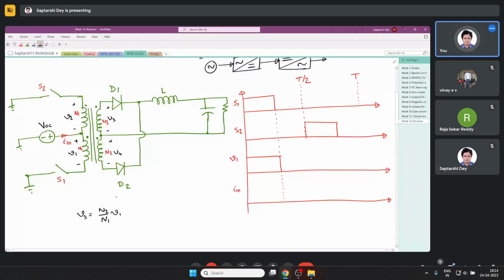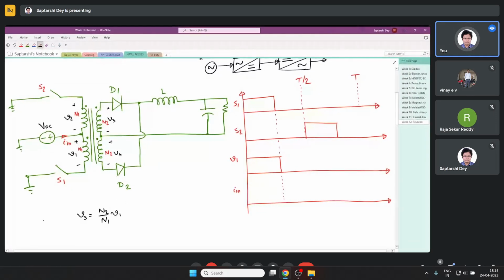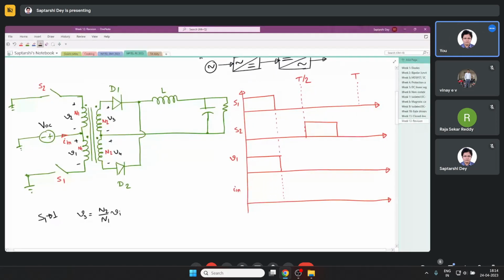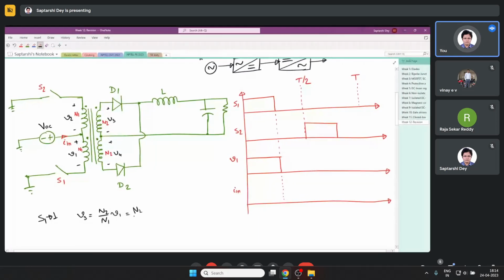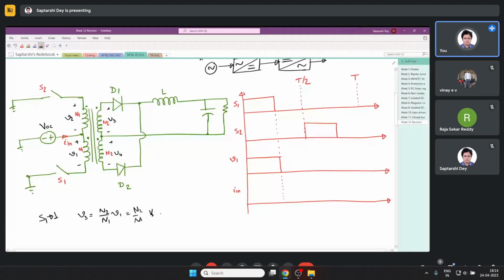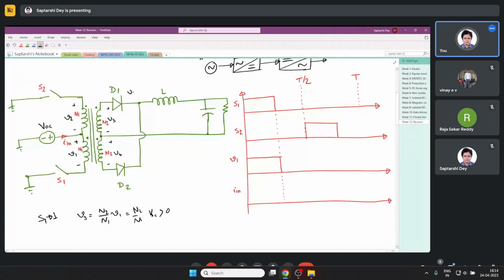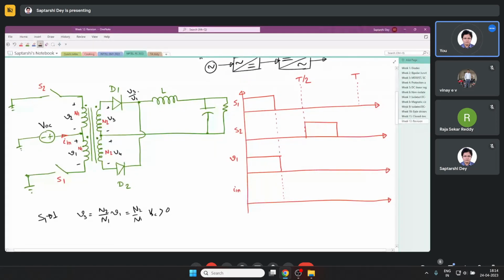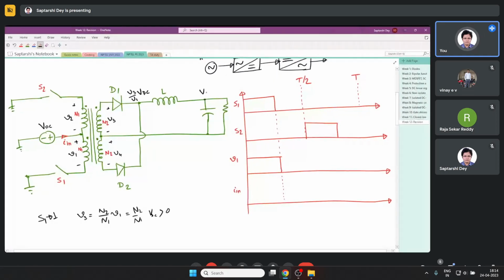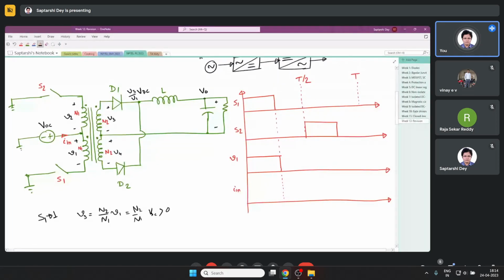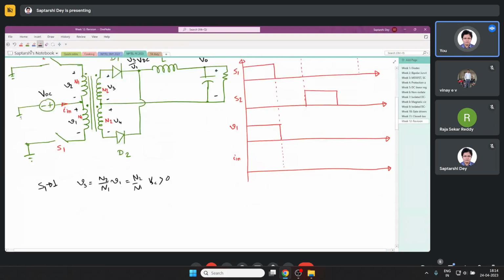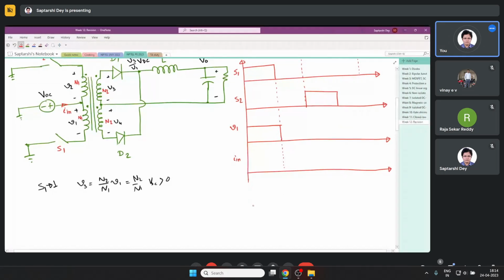So V3 is positive when S1 is closed, then this is N2 by N1 times VDC, which is positive. So D1 will conduct. Now if you see here, this voltage is how much? V3 by V1 times VDC, which is a DC voltage, and this voltage is V out, which is again another DC voltage. So you are applying a DC voltage across an inductor. So what will happen? The current will rise linearly.